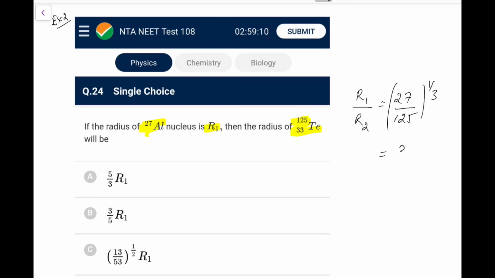Luckily both are perfect cubes, that comes out as 3 by 5, and you can directly say R2 is 5 by 3 times R1, so go for option A.